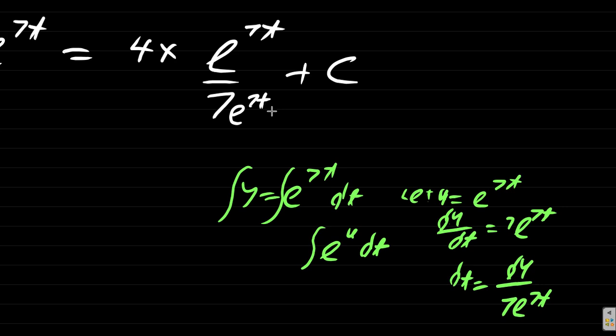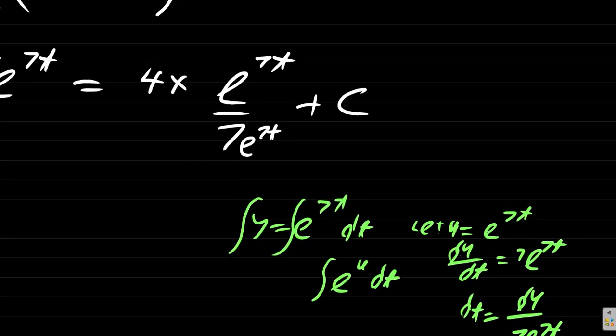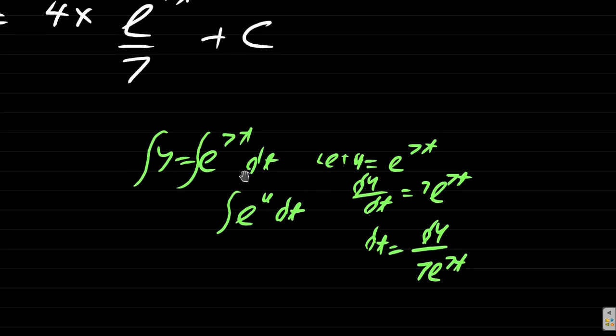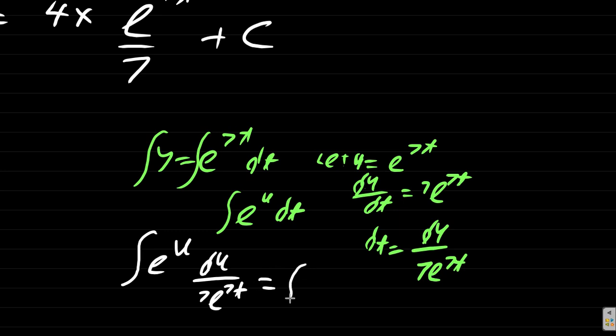Alright? So here, no. You're integrating e to the 7t, right? So u equal e to the 7t, and then du by dt is 7e to the 7t, right? So dt would be du over 7e to the 7t. So what you have is the integral of e to the u times dt, but dt is du over 7e to the 7t, which is the integral of e to the 7. Oh, I did it wrong, you know. I have to start again.